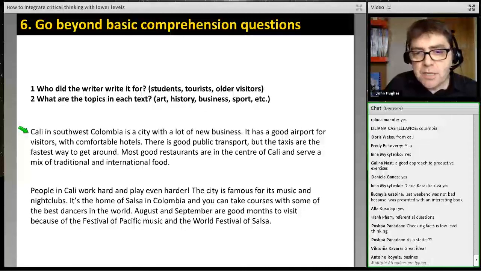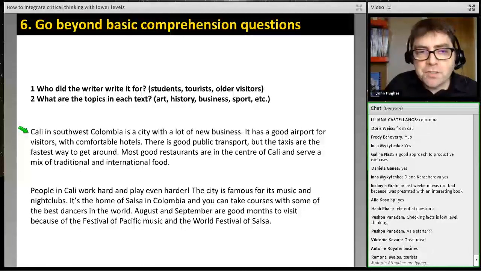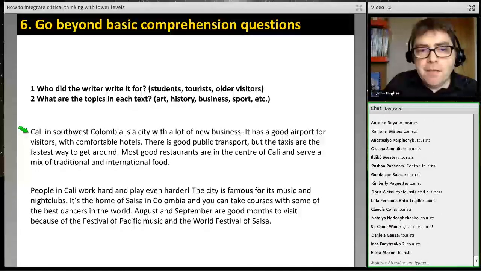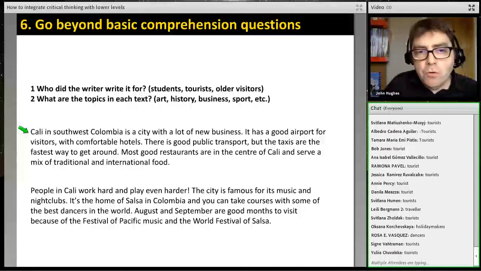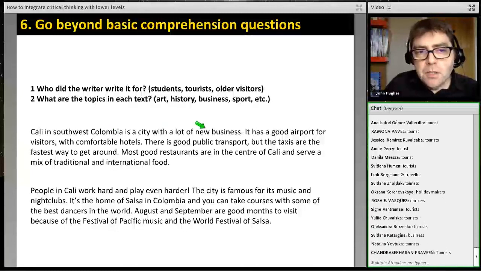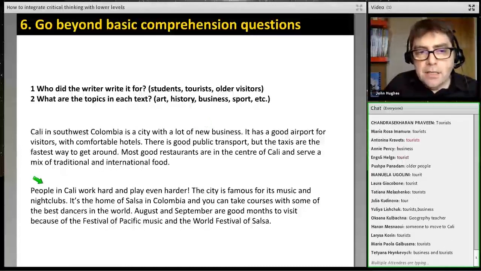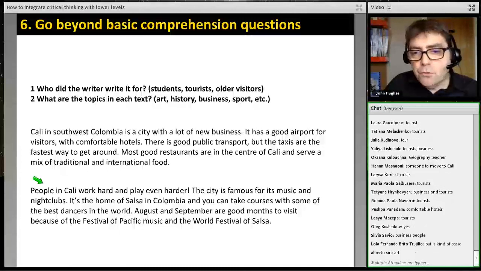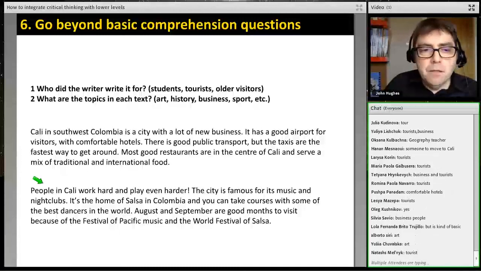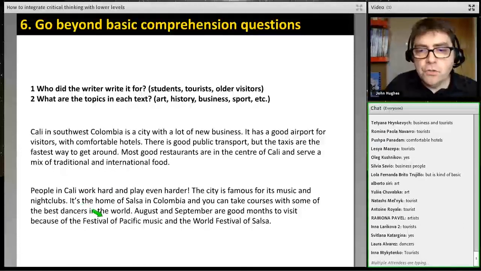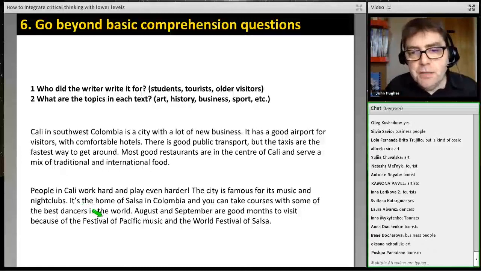A business person, Antoine's saying. Tourists, maybe. In fact, they're both for tourists, but the first text is probably more for business people because it's talking about restaurants, hotels, and it has a lot of business. The second text is more about tourism. Yep. It talks about dance and festivals, and so it's going to get people who are interested in the arts.